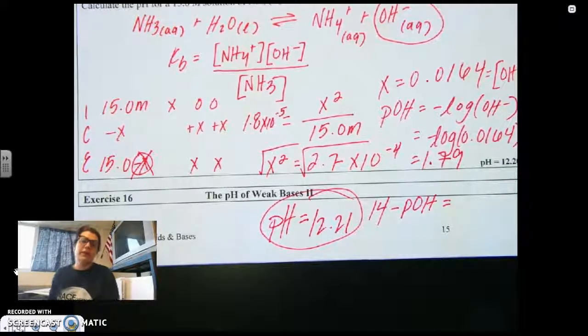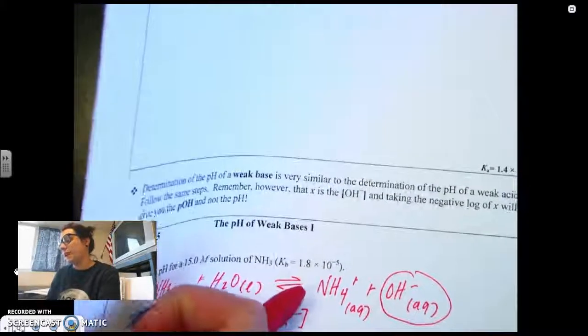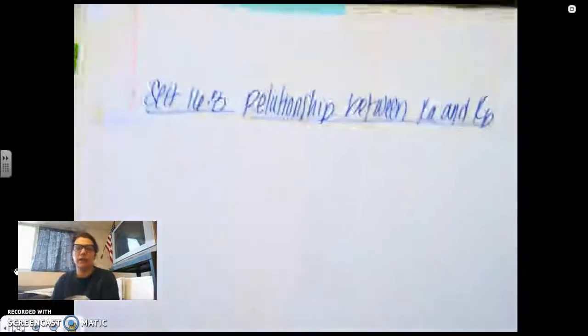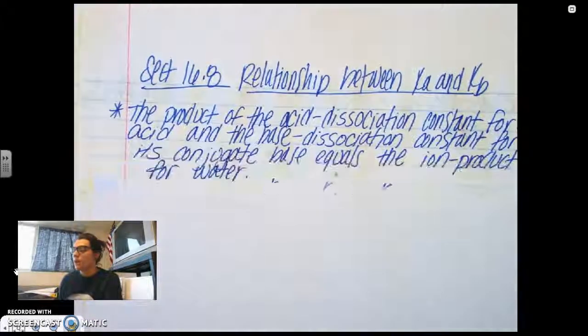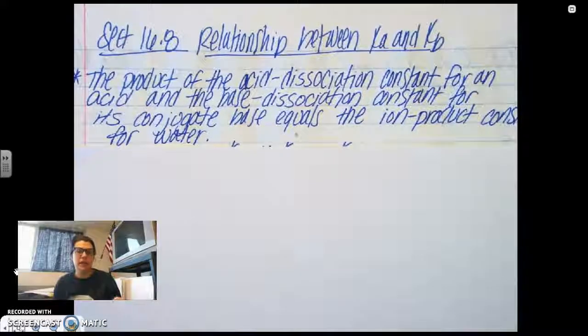Okay, so that's how you calculate Kb for weak bases. Now I want to talk about the relationship between Ka and Kb. Okay, so let's kind of get a definition down here. Okay, so this is section 16.8, the relationship between Ka and Kb. The product of the acid dissociation constant for an acid, so that would be Ka, and the base dissociation constant for its conjugate base, which will be the Kb.